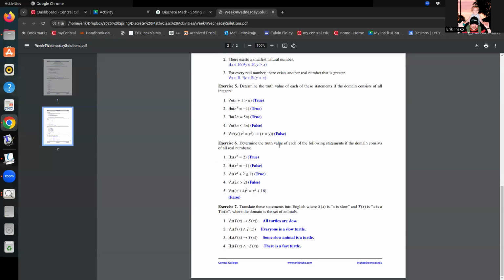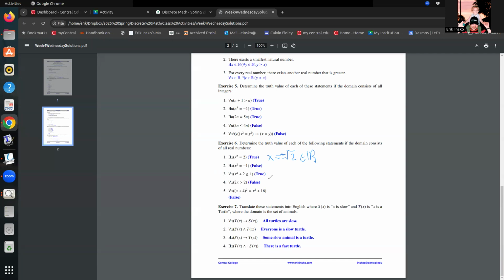Okay, scroll down again. Determine the truth value of each of the following statements if the domain consists of all real numbers this time. There exists an x such that x squared equals 2. In this case, it's true. x would have to be the square root of 2, and that is a real number. It's not a rational number, it's not an integer, but it is a real number. So that value right there will work. Also, x could be either the positive square root of 2 or the negative square root of 2.